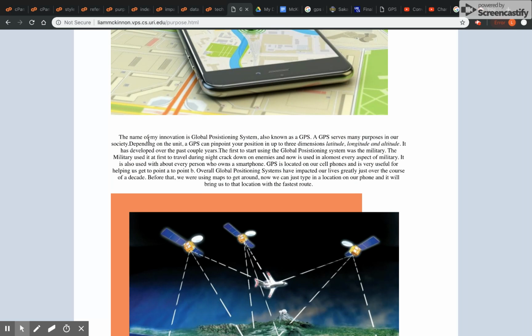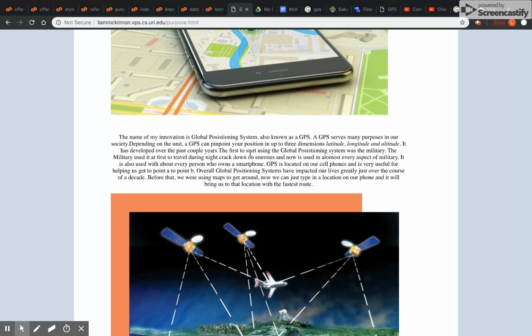The name of my innovation is Global Positioning System, also known as GPS. A GPS serves many purposes in our society. Depending on the unit, a GPS can pinpoint your position in 3 dimensions: latitude, longitude, and altitude. It has developed over the past couple of years.